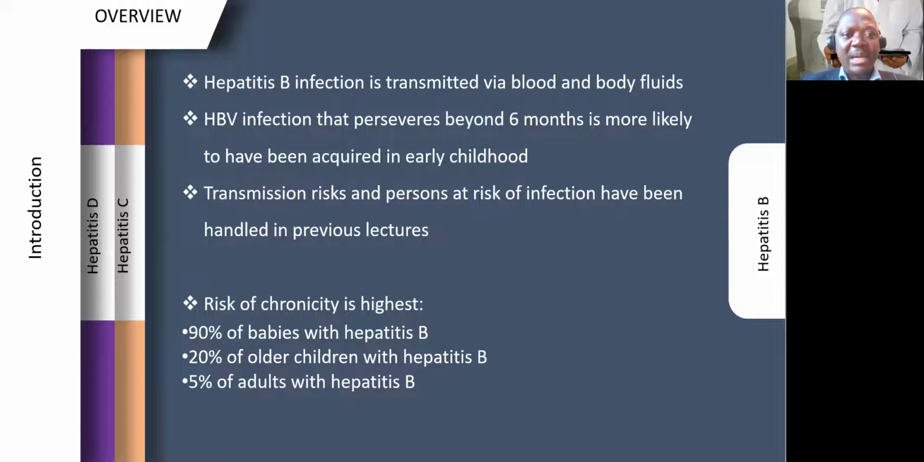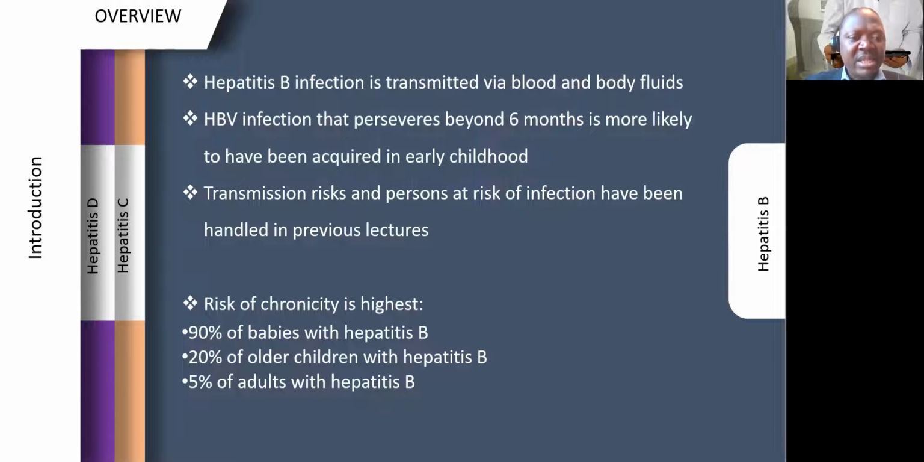Okay, right. So hepatitis B infection is transmitted via blood and body fluids. The infection persists beyond 6 months, and is more likely to be acquired in early childhood. Many of you who have attended previous lectures from here will bear me witness. I've sent a lot of materials that deal with that situation. So we will actually be concentrating on how to manage this condition here. Transmission risk and persons at risk of infection have been handled in previous lectures, okay?